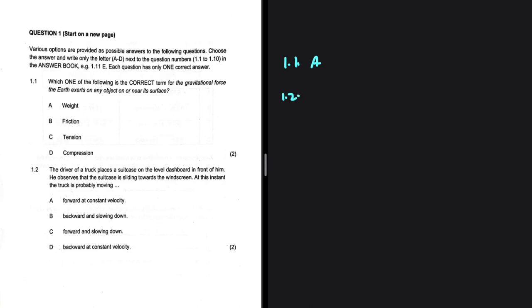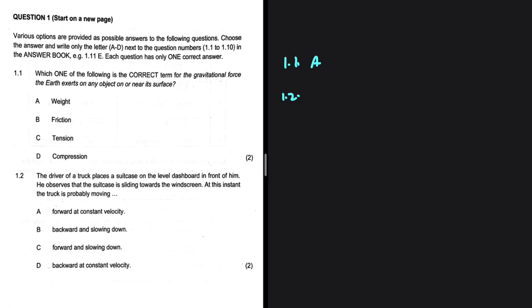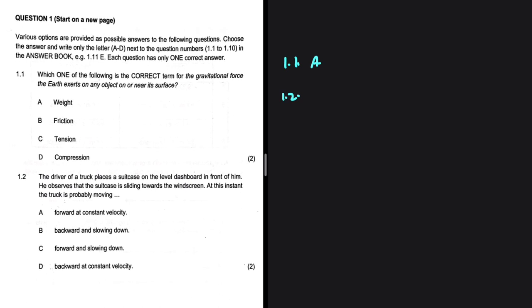1.2. The driver of a truck places a suitcase on the level dashboard in front of him. He observes that the suitcase is sliding towards the windscreen. At that instant, the truck is probably moving. Okay, so we're supposed to choose between a few options there. We have our dashboard, which is level, and there's a suitcase on top of the dashboard. The suitcase is sliding towards the windscreen.